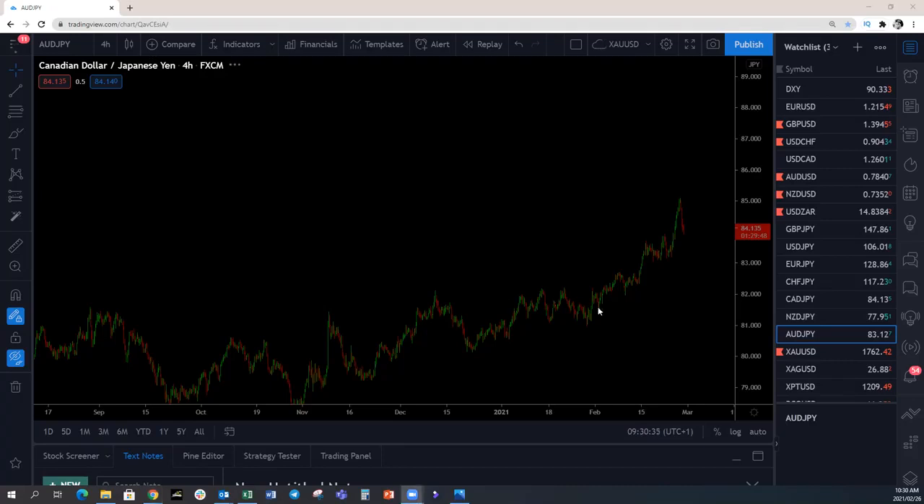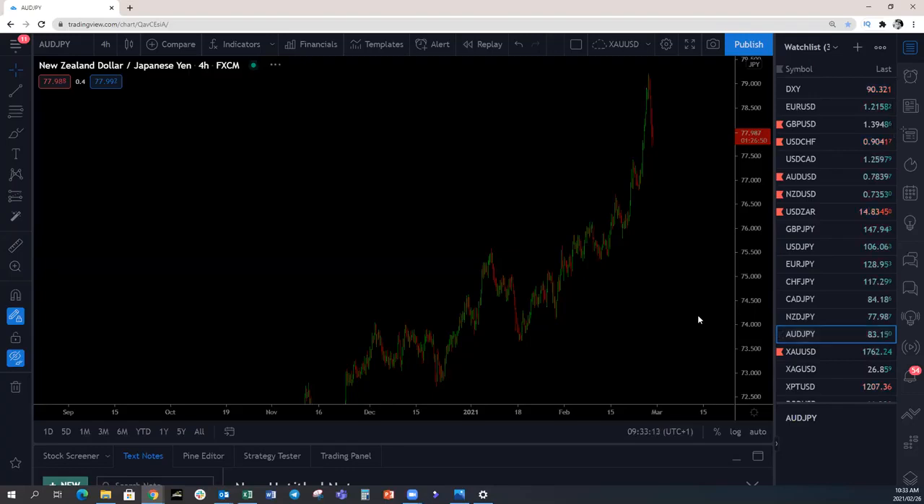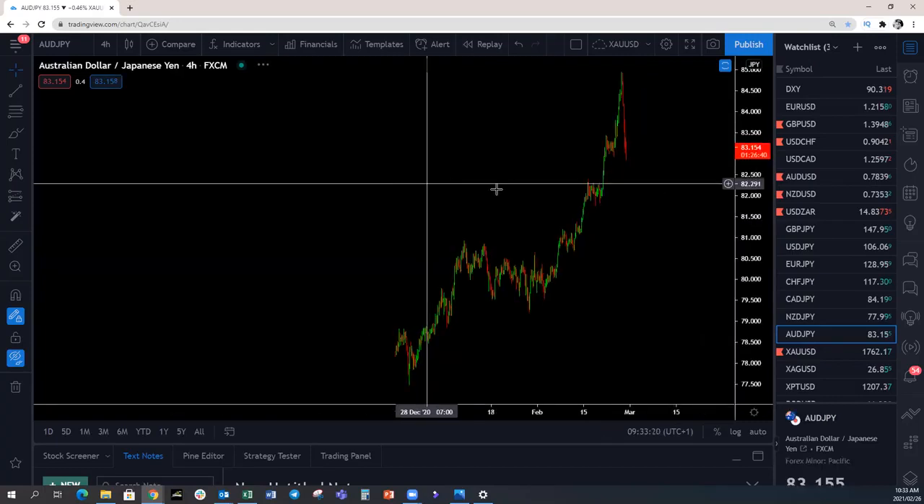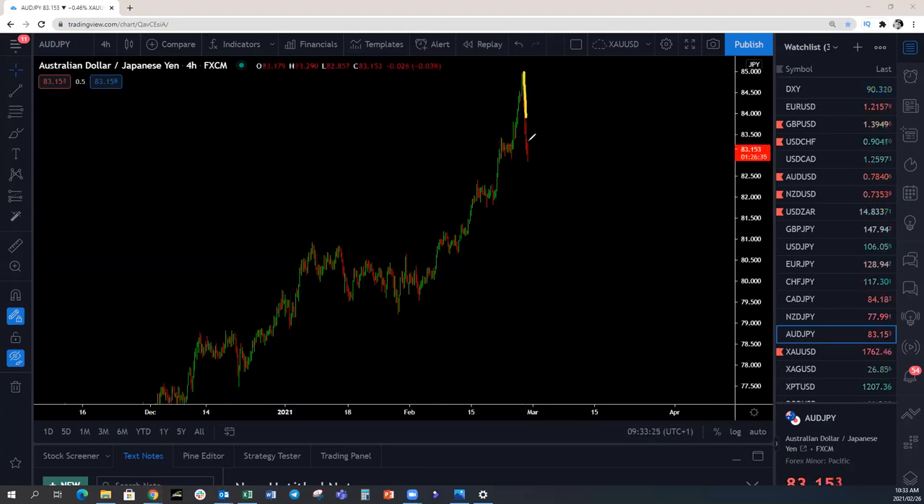New Zealand. So, let's have a look at the New Zealand. All right, so Audi yen, also a pullback. Let's see how this corrective strike, how these impulses are going to play out. So we've got a strong impulse.